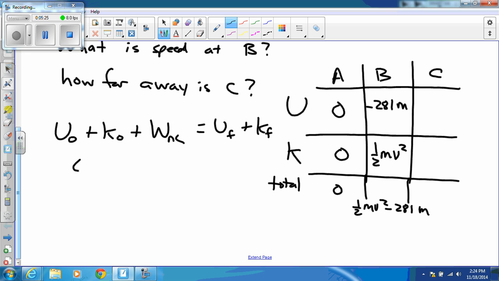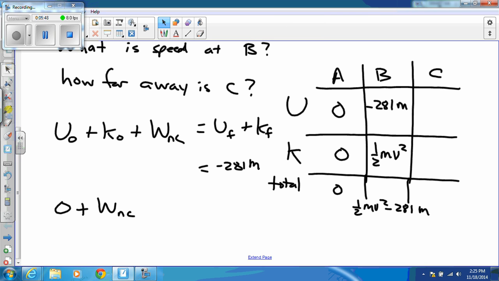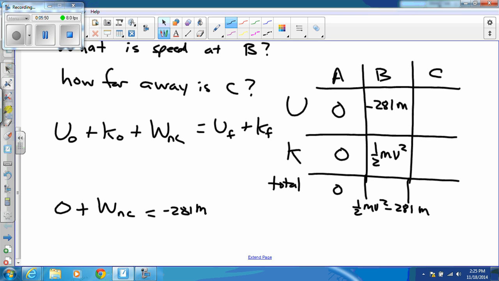And now we pull all these values off the chart. It wouldn't be minus. We're going to end up with a negative sign for the work done by friction, but we are counting that as negative work done that we are adding in. It's a loss that we're adding. Equals, and this is going to be negative 281m, plus 1/2 mv squared.